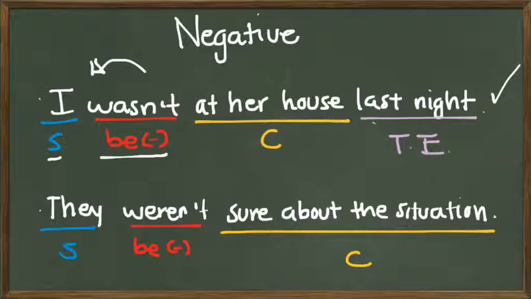In the second one, we have "they." We have the verb to be "weren't," because we're talking about these people. And then we have our complement, "sure about the situation." In this case, a time expression is not quite necessary, and only if we want to be more specific about it. But just by writing "sure about the situation" is enough to understand the complete idea.